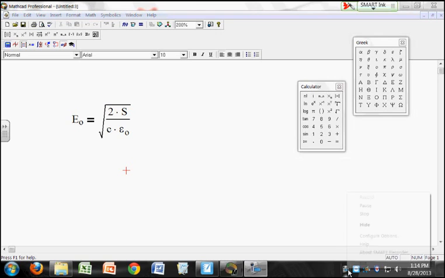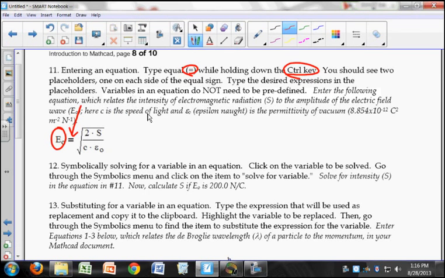Let me see if you're all caught up. Okay, so everyone's caught up. So that is how you would enter an equation. Now, the nice thing about being able to do that is you can have Mathcad symbolically solve for your variables. So symbolically solving for a variable in Mathcad, you just click on the variable you want to solve, click on symbolics, and then click on the item that you use to solve for the variable. So let's say we want to solve for s in this expression right here.